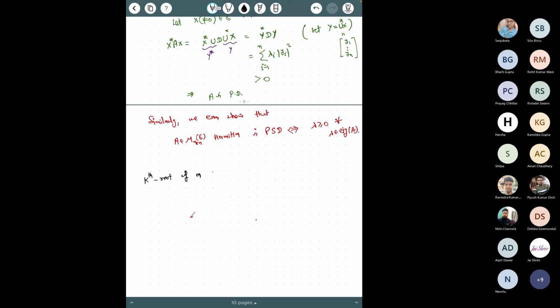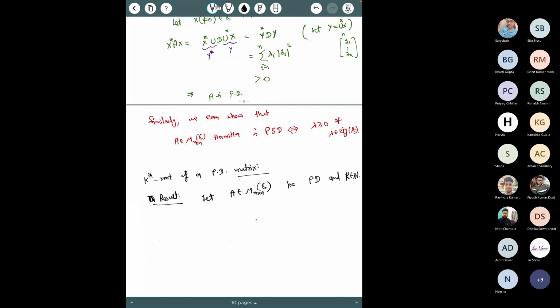So the result says that you can write as follows. Let A be an n cross n matrix over C, and let A be positive definite. And K is any natural number. Okay, so you have a positive definite matrix A and K be any natural number, so K belongs to N.